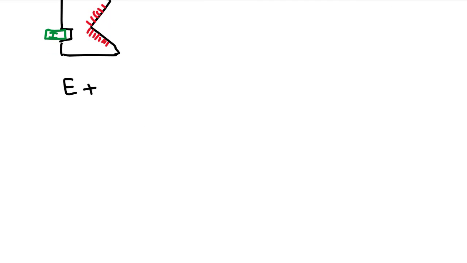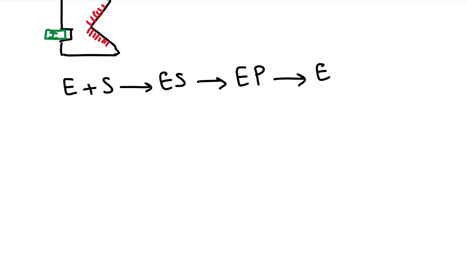Enzyme plus substrate gives me enzyme substrate, gives me enzyme product, then the product is released, and plus inhibitor gives me enzyme inhibitor. But in this case, I don't have that arm that was going in this direction for competitive inhibition.